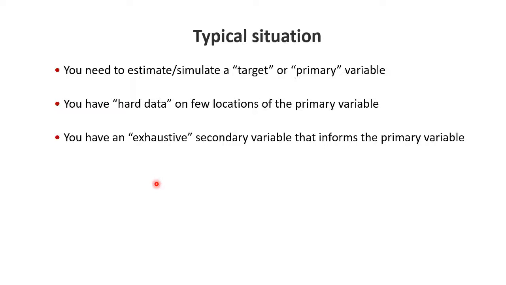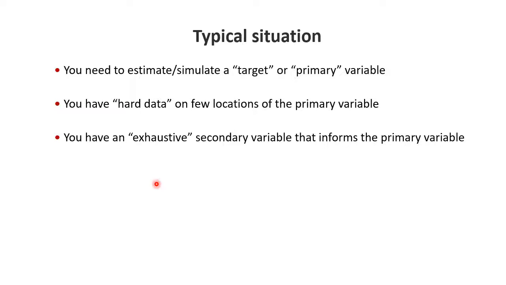Okay, so a typical situation you face is that you have a primary and a secondary variable. For example, you need to estimate or simulate a target or primary variable of interest, for example permeability, or porosity would perhaps be a better example. And you have some point data at a few locations where you have measured porosity. But then you also have some exhaustive secondary variable that is indirectly related to the primary variable. That could be, for example, geophysics, say a seismic impedance, which is typically related to porosity and, due to its coverage, is measured everywhere.